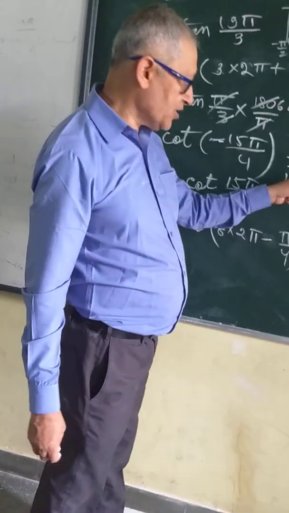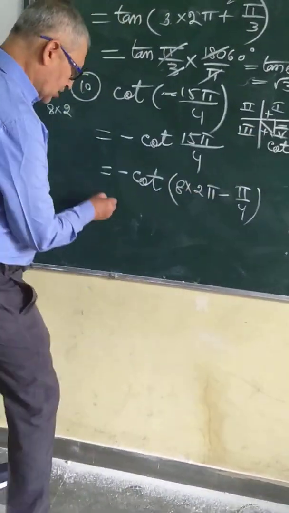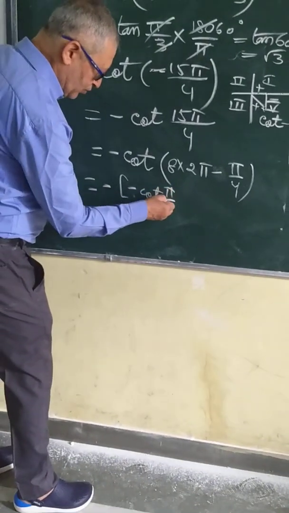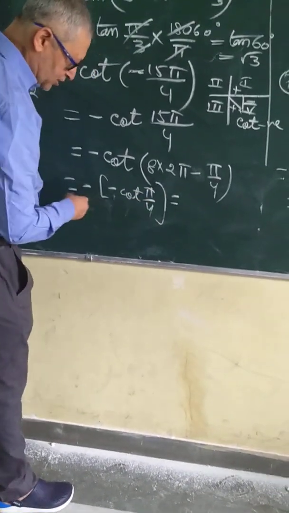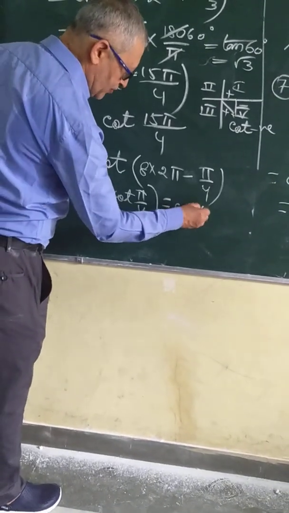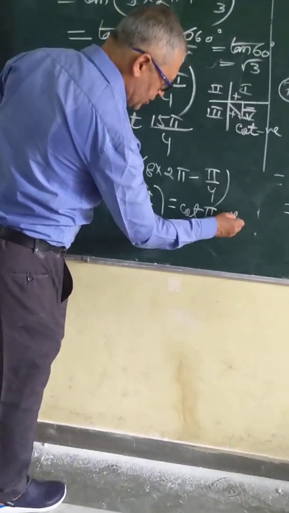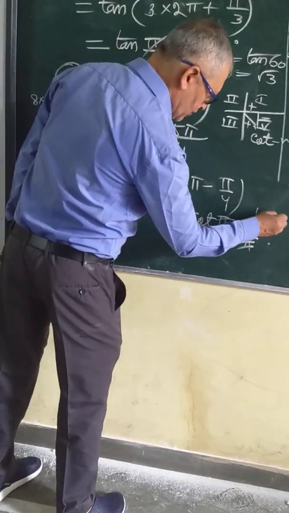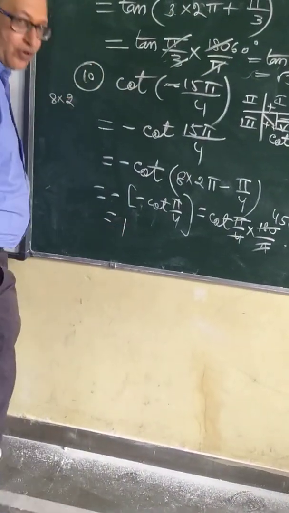But the value of cot is negative, so this is equal to minus cot pi by 4. But minus minus is plus, so this is plus cot pi by 4. Now multiplying by 180 by pi, this changes into degrees. So this will be cot 45, and we know that cot 45 is 1.